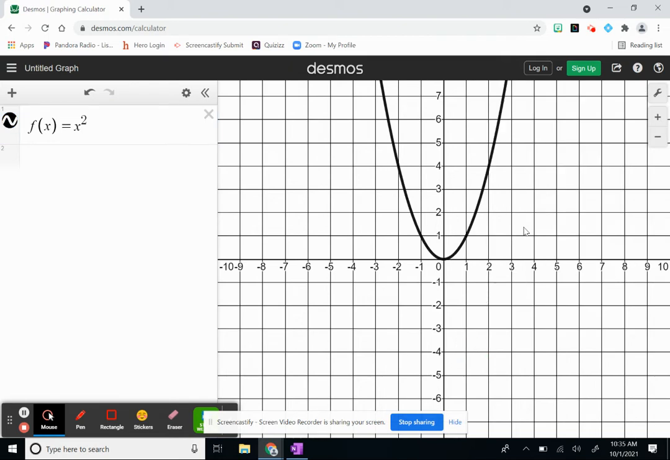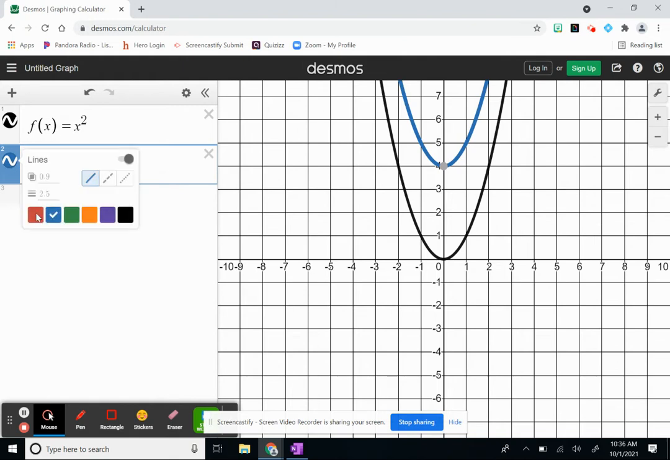All right, so this is the original parent function. This is what we talked about earlier this week. f of x is equal to x squared. And the first problem that we're going to look at looks like this. Make that a different color, a little easier to see. g of x is equal to x squared plus 4. So we're talking about how does the graph change from the parent function to this new function if I just add 4 at the end.